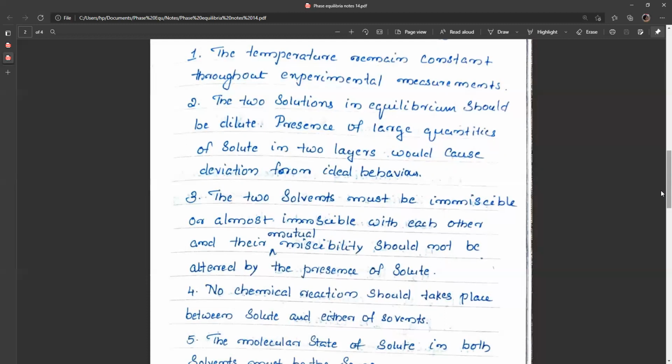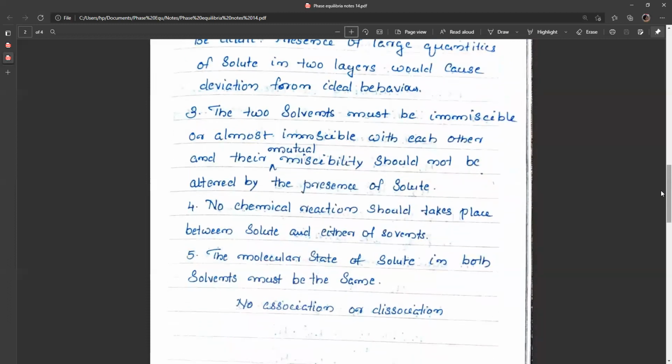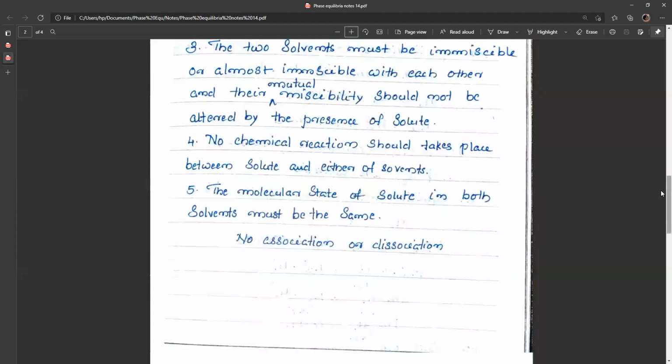No chemical reaction between solute and any one of the solvents, and the molecular state of the solute must be the same. There should not be any association or dissociation of the solute in both the solvents.